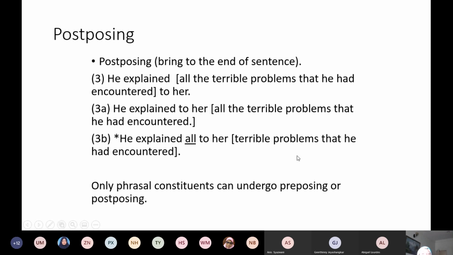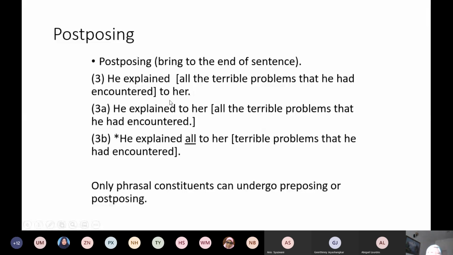Alright. Postposing is the opposite. You bring it to the end of the sentence. So for example, we have the sentence, he explained all the terrible problems that he had encountered to her. So this is the original sentence, number 3. And then we postpose. We bring all the terrible problems that he had encountered to the back. And then you get 3A. So he explained to her all the terrible problems that he had encountered.